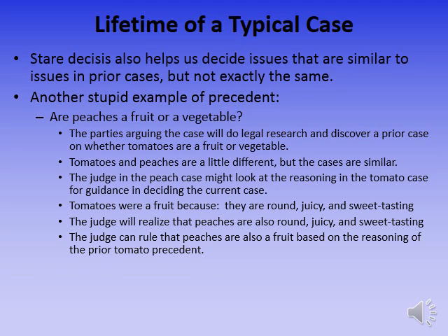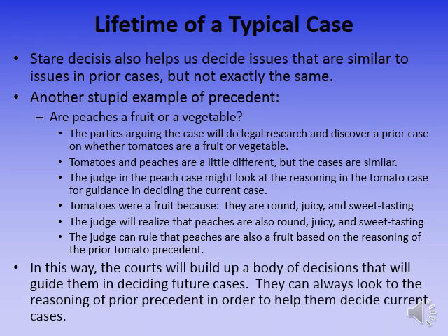It was similar enough that we can build on what the court in that earlier case did and say, okay, well, if tomatoes are a fruit, then we can build on that and say, for the same reasons, peaches are a fruit as well. And so it's not exactly the same, but we can take that prior case and build on that. And the next time around, we might have a different case about kumquats or something. We can see, oh, we have a tomato case and a peach case. And so we can build on that even further. So in this way, the courts will build up a body of decisions that will guide them in deciding future cases. And they can always look to the reasoning of prior precedent in order to help them decide current cases.